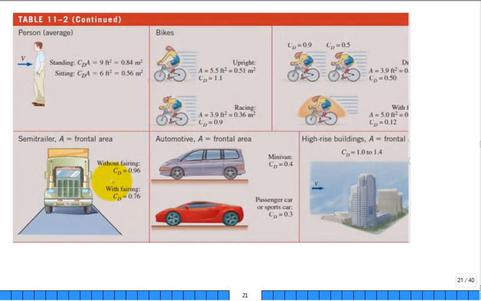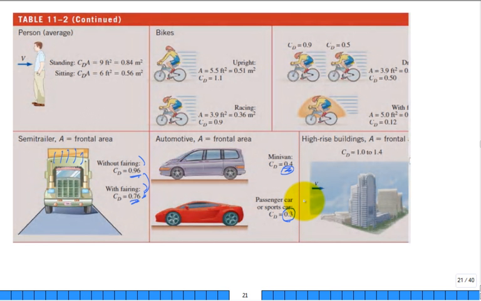It's interesting, they even have things like the frontal area of a semi-trailer, that's the appropriate area for the drag coefficient. And then they have with and without the fairing. What's that? That's the part over the cab that tries to help the air go over the trailer part. True? See how it changes it? That's why they added them. And they're out there.